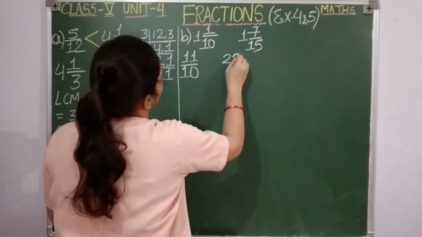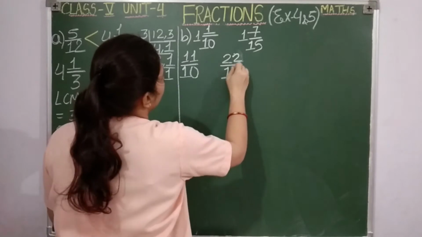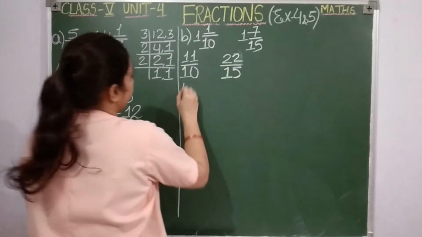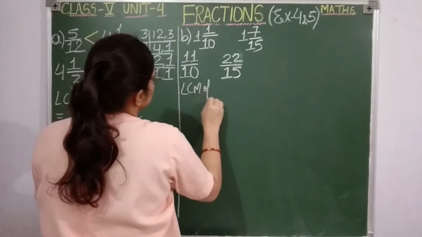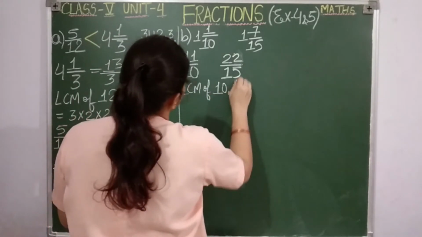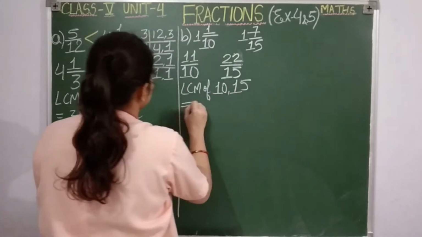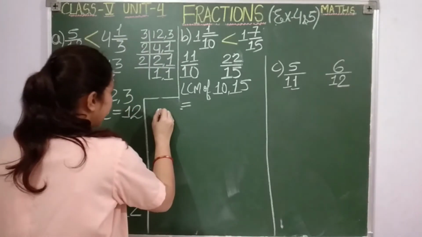22 by 15. Now what is the next step? LCM. LCM of 10 and 15. Let us take out the LCM, students. Here I'll take it out.